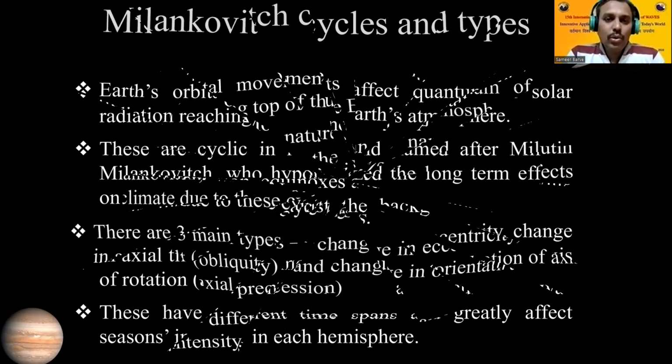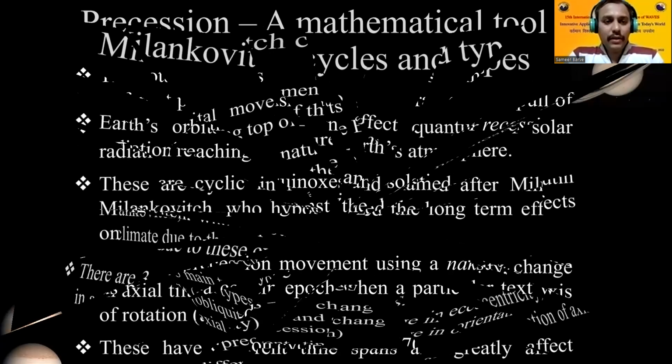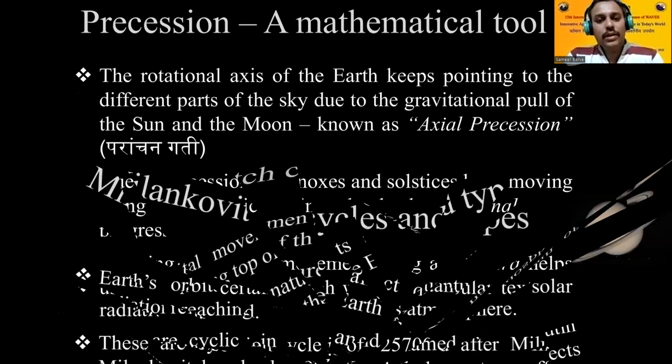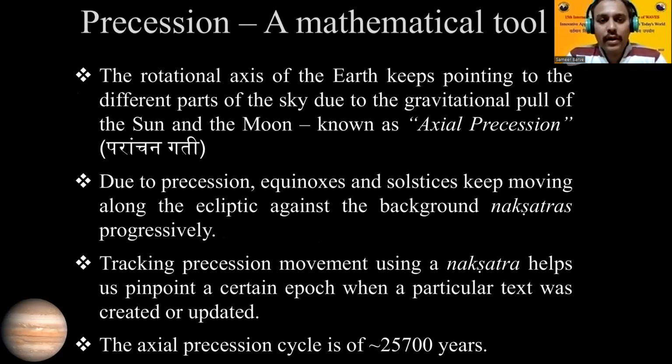So now moving on to the precession, that is the first part. We know that the rotational axis of the Earth keeps pointing to the different parts of the sky due to mainly the gravitational pull of Sun and Moon. That is known as axial precession. We will show one small GIF in the upcoming slide to get better idea about it.